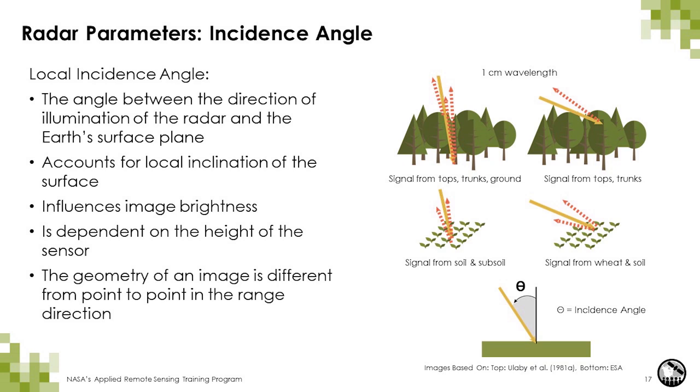The final sensor parameter to discuss is incidence angle, and that's the angle between the direction of the incident wave and the Earth's surface plane. In radar, the incidence angle increases across the swath from the near to the far range, and large angles will be more sensitive to surface roughness and will penetrate less into the medium as opposed to small angles, as you can see from this figure here. Low incidence angles, so those are perpendicular to the surface, will result in higher backscatter and greater penetration.